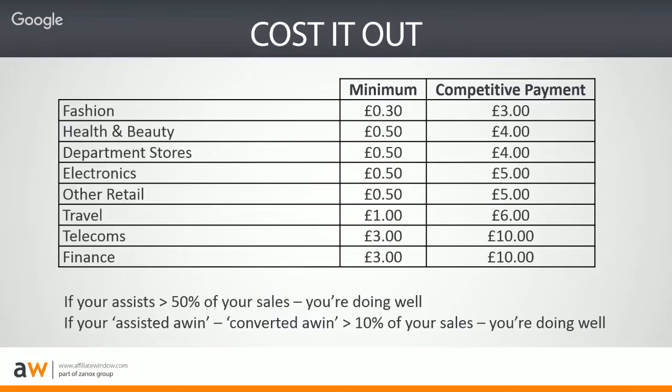If you're assisting more than 50% of your sales, you're probably going to be towards the latter end of that competitive payment scale. And if you take away your wins from your losses, or your assisted AWIN minus your converted AWIN, basically the net effect of your wins and losses, if that's more than 10% of the sales that you drive, you're again looking at the competitive end of this payment scale. The minimum really is exactly that. You shouldn't accept anything lower than that, but if you provide a persuasive argument, there's nothing to say you shouldn't do slightly better than the minimum.